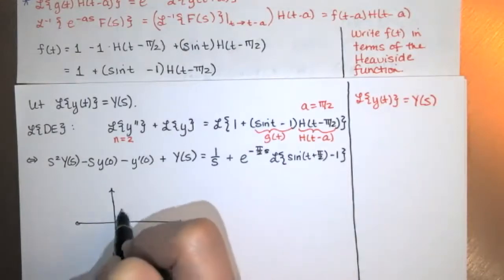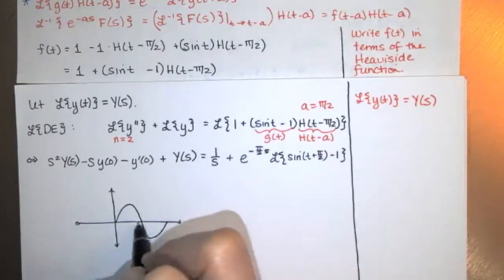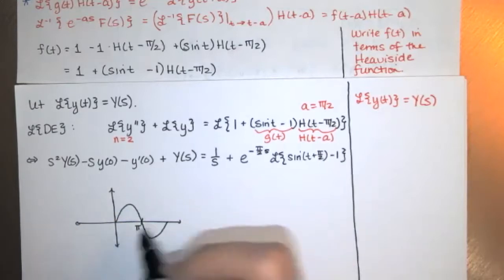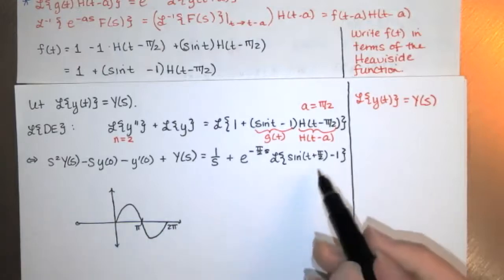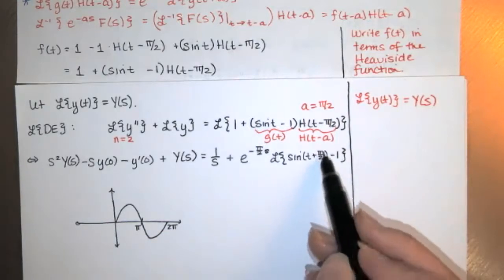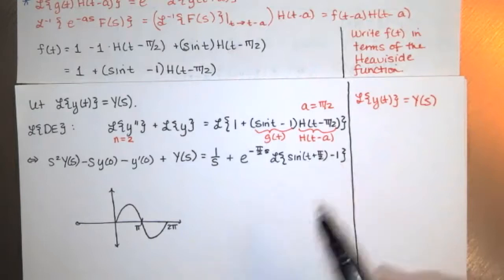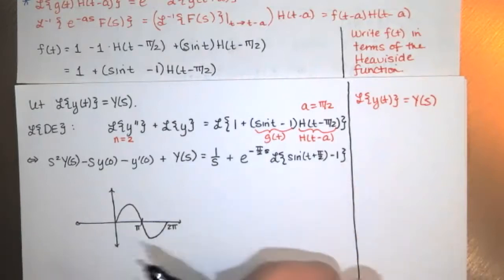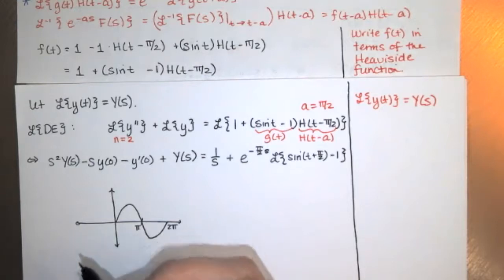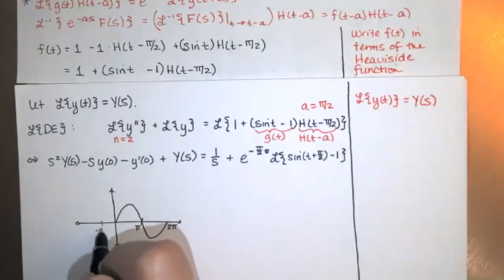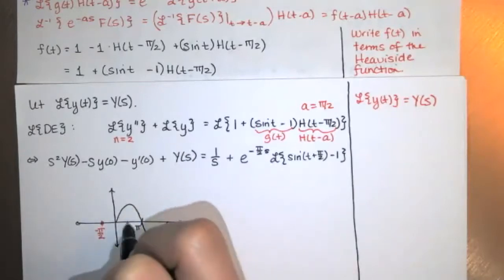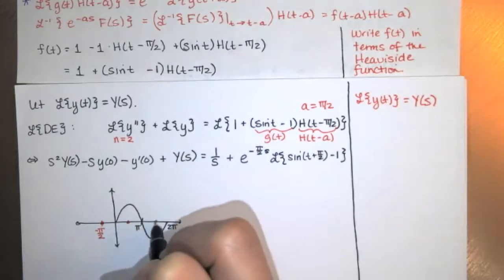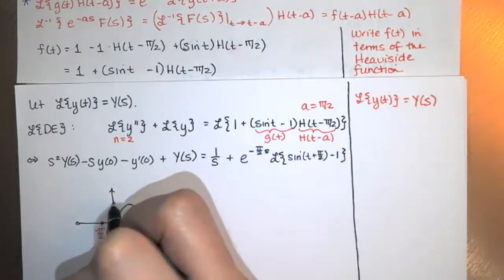The sine graph looks like this. It's equal to 0 at 0 and pi and 2 pi. If I shift that, or if I add pi over 2 to the t inside, what that's going to do is it's going to shift the whole graph pi over 2 units to the left, not the right, to the left. Sometimes it's counterintuitive. So it's going to look like this.